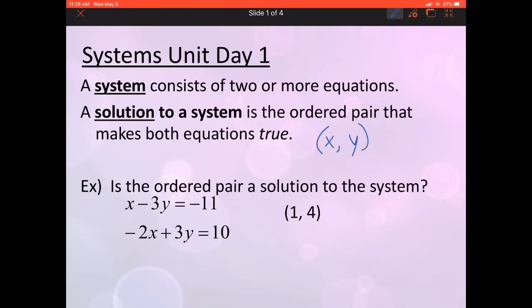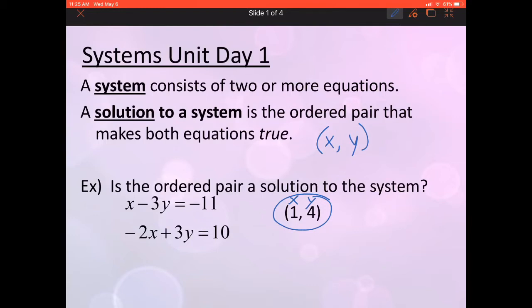make both equations true. So in our very first example, we are going to see if the ordered pair (1, 4), so this point right here, is a solution to this system. So if it's a solution, it makes both equations true. So in order to test that, I'm going to substitute in the 1 and the 4 into the equation to see if it makes the equation true or makes both sides equal to each other. Before we do that, we have to remember which number is which variable. So the first number is the x and the second number is the y. So we have to make sure we substitute into the correct place.